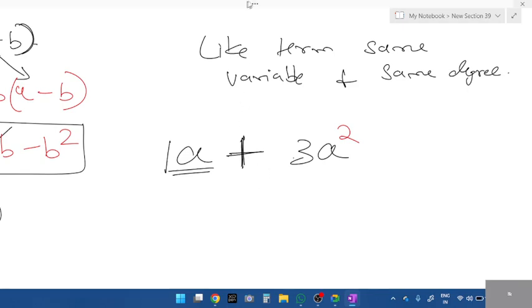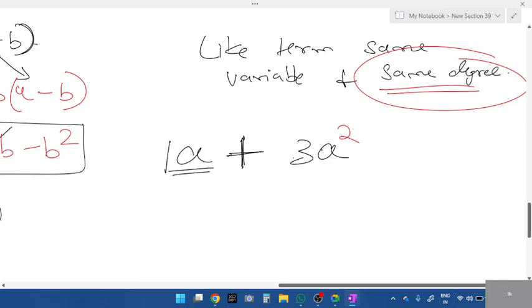What's the reason? Give me the reason. Concentrate, all of you. What have I written here? Same degree. Do you think the degrees are same, or degrees are not same? If it is not same, can you add them? You can't add. Then the role of factorization comes into the picture. This is how they started the factorization concept.